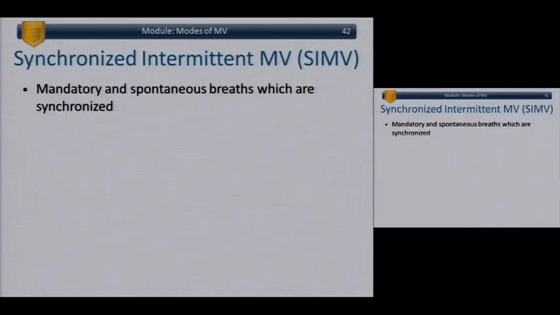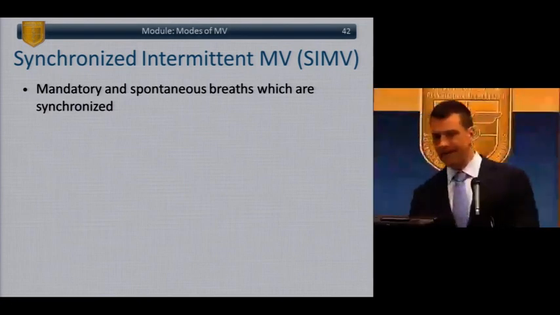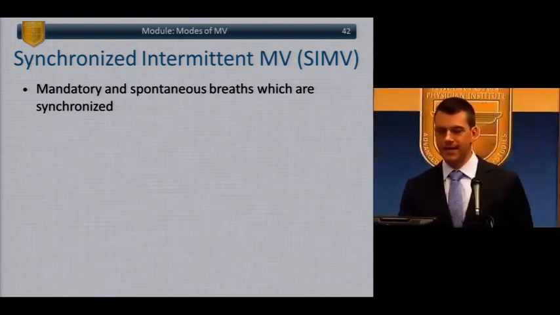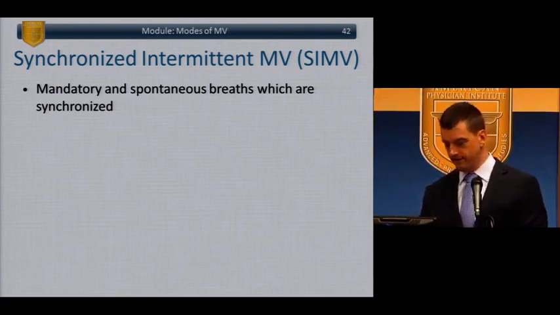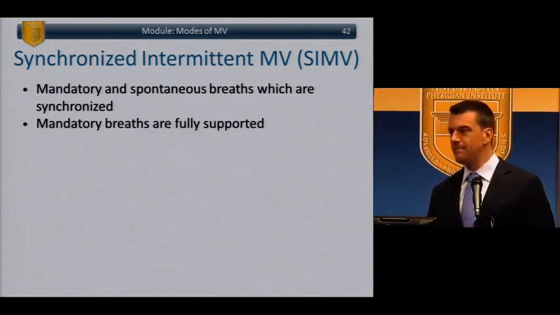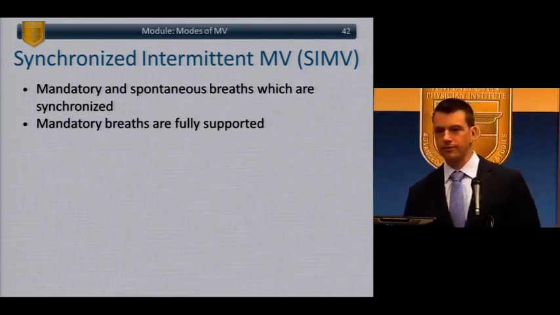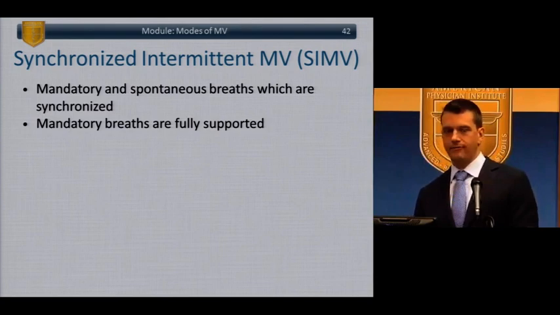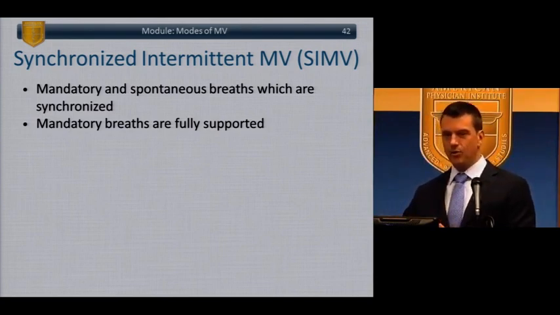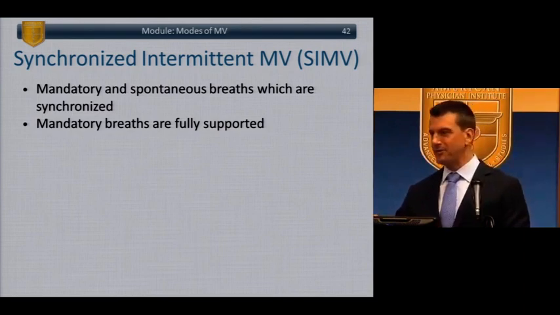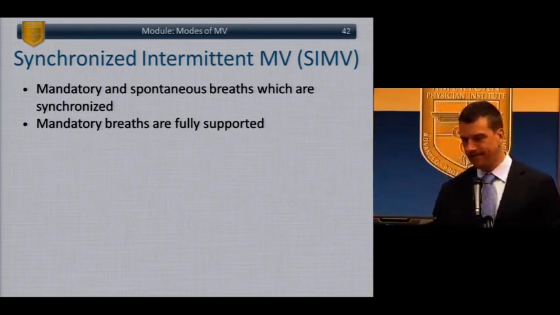So SIMV, this is probably the most popular mode of ventilation. This has both mandatory and spontaneous breaths, which are synchronized, meaning all of this goes with the patient, again, unless they fall below a certain target, in which case the ventilator will kick in and take over. The mandatory breaths here are fully supported. So if you've said SIMV with tidal volumes of 500 for 20 times a minute, 20 breaths per minute will get that 500. If they breathe 25, those extra 5 breaths will be delivered in a pressure support fashion.